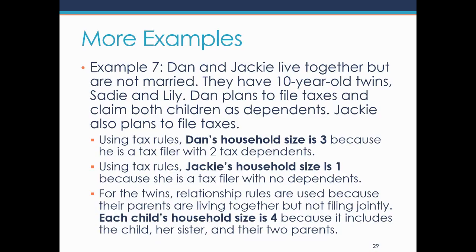So do they live in one household with both parents who are not filing taxes jointly? Yes. So we go to step 4, which is relationship rules, and we include, if they're living in the home, their spouse and children under 19. The children aren't married and don't have any children of their own. They're both under age 19, though, so we do include their parents and siblings if they're living in the same household. So since they are siblings and both parents live in the household, each child has a household size of 4.